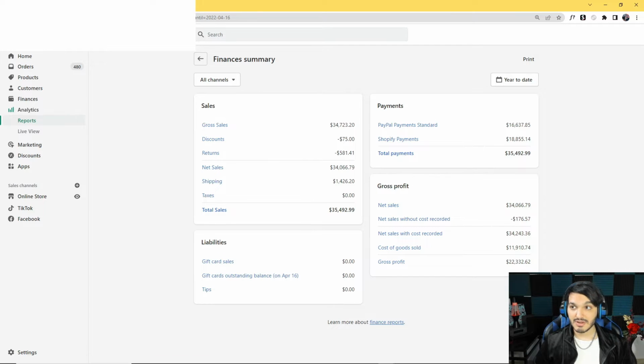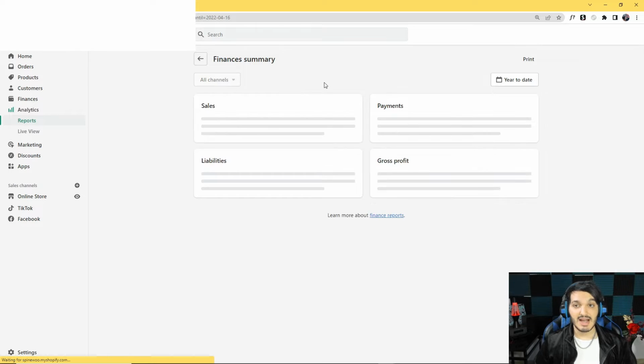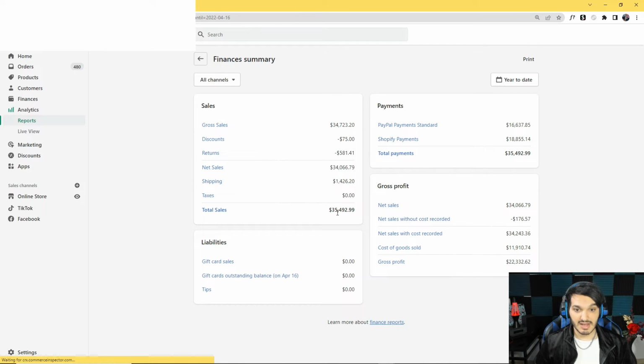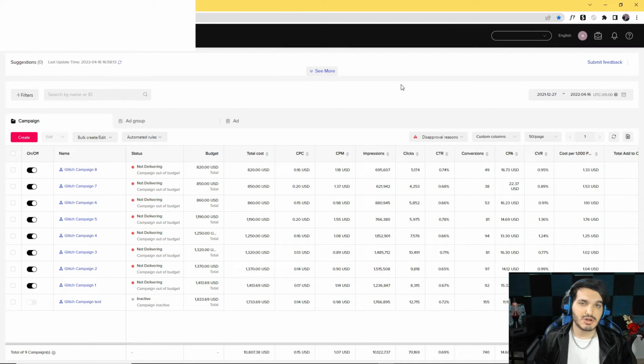I'm gonna hit this refresh so you could see that this is not Photoshop or Inspect Element. As you can see, I made $35,492 doing the glitch method. So TikTok actually tried patching this method about a month ago, and I actually found a solution to get around that, and I am still running the glitch method.